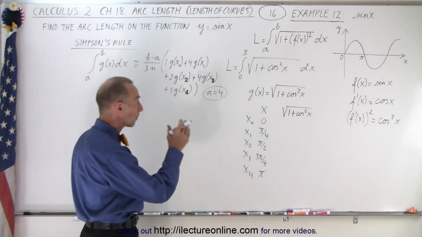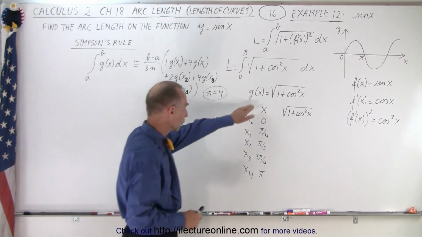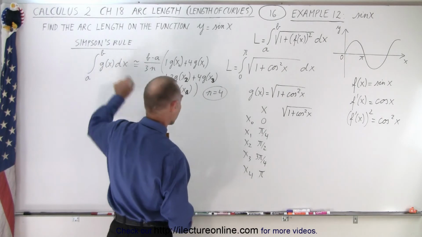Now we need to find the corresponding values for the square root of 1 plus the cosine squared of x, which is, of course, our function that we're trying to integrate.